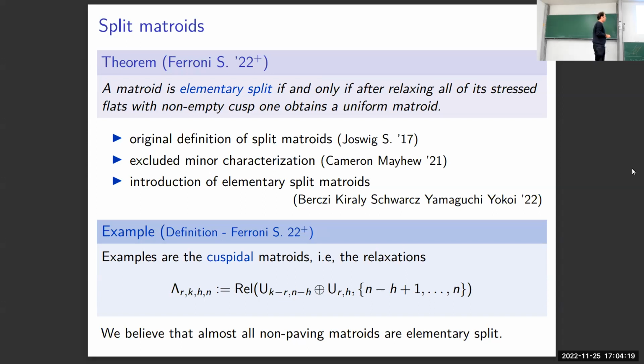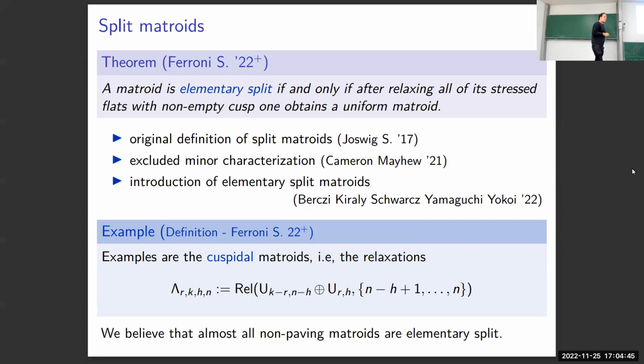matroid. And maybe it's interesting to say so. I told you that there's this conjecture that almost all matroids are sparse paving, but we believe that even if you remove all the paving matroids, then almost all the matroids which are left should be elementary split. So this is even an interesting class after removing all the paving.